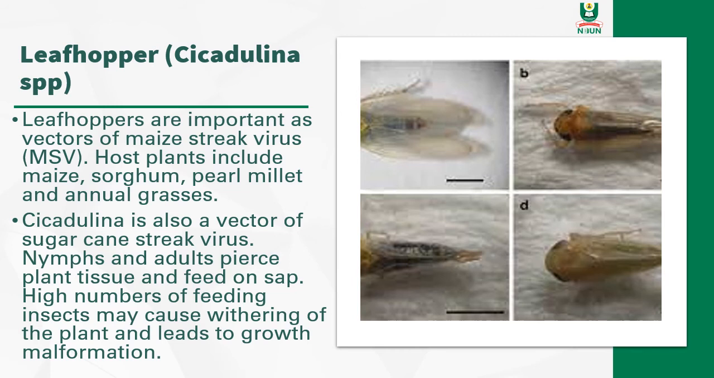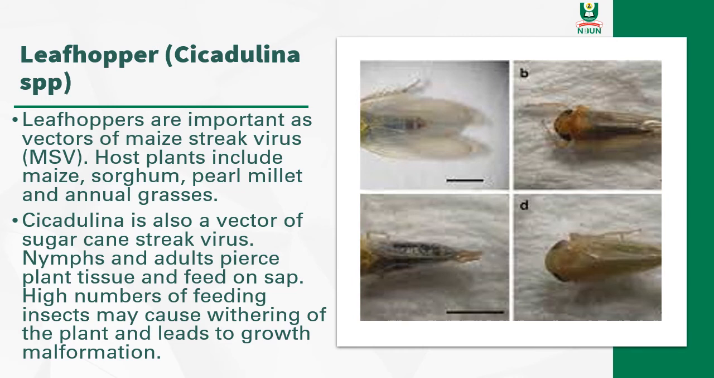This is what they look like in this picture here. And the Cicadulina species is also a vector of the sugarcane streak virus. Like I said, all these cereals are related, so anything that can kill maize can also kill sorghum, millet. That is how it is. So their host plants are maize, sorghum, pearl millet, and annual grasses.